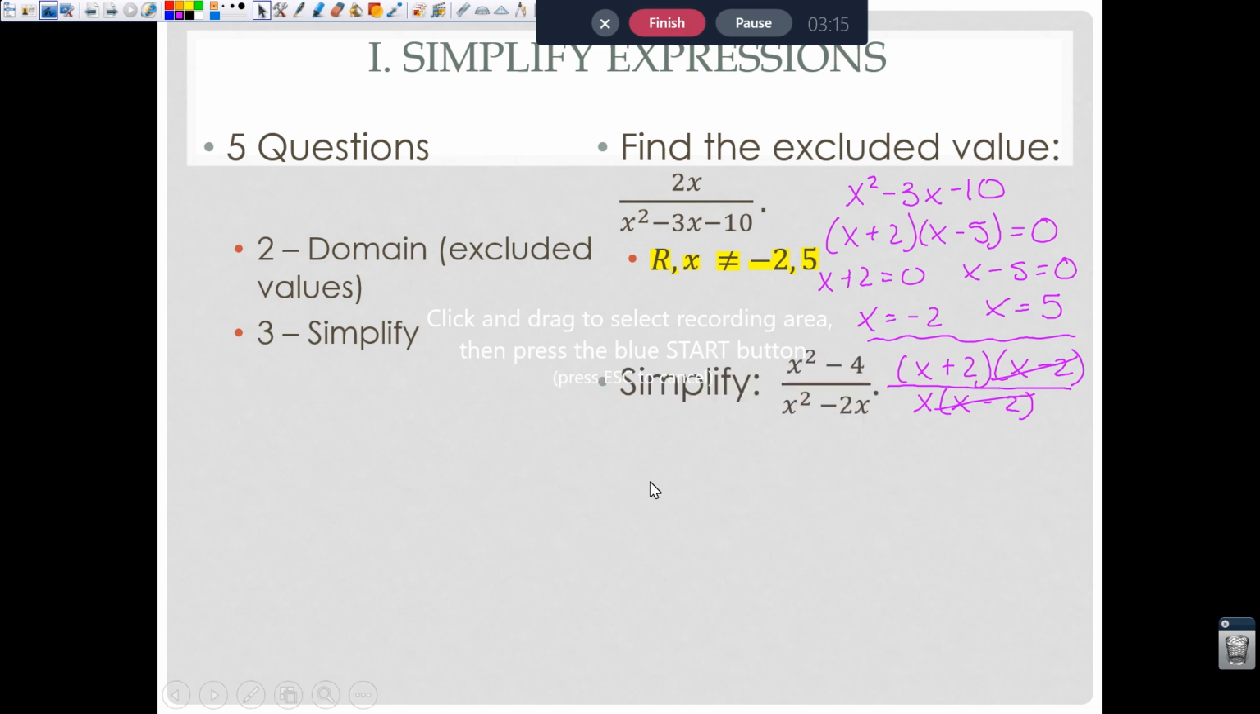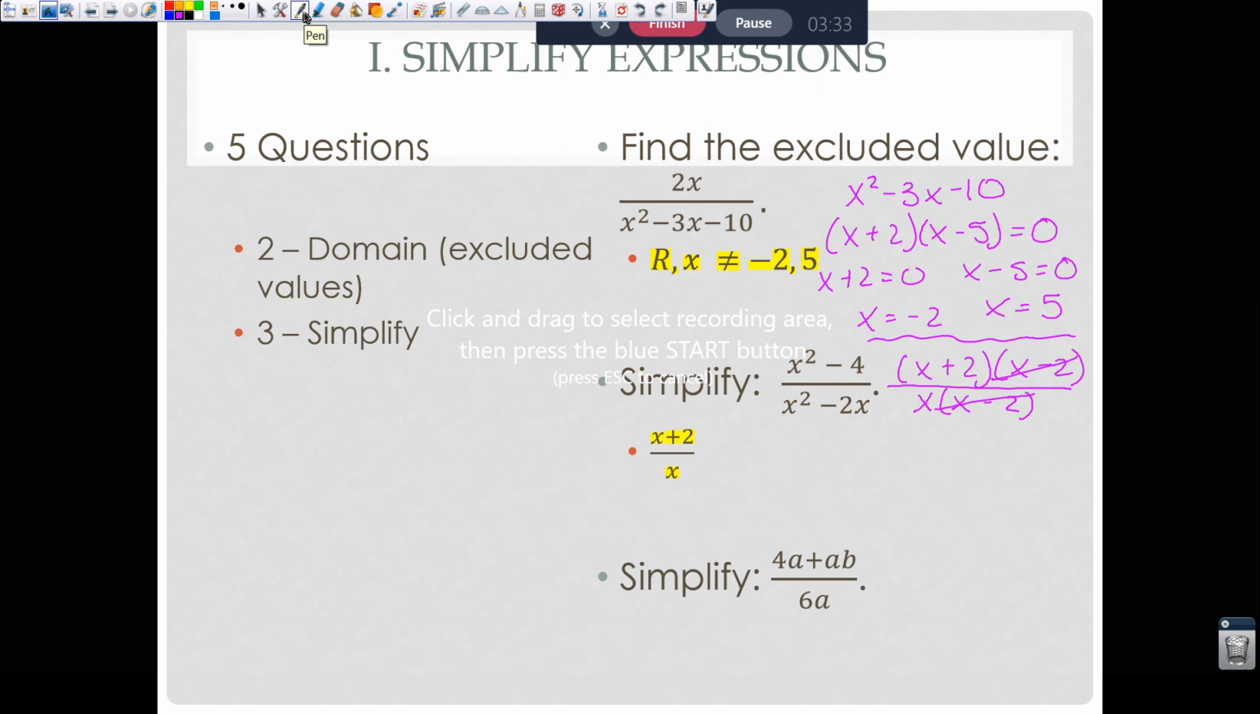Okay, let's try another. So this one's asking for us to simplify the expression. Oh, we already did this one. Okay, so this one's asking for us to simplify the expression. So I have 4a plus ab over 6a. Okay, so I want to look at my top here. Is there a value or a variable that can go into both 4a and ab? A. So I can factor out an a.